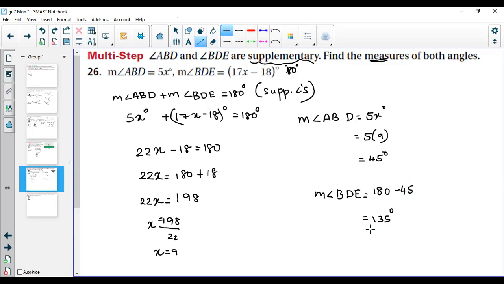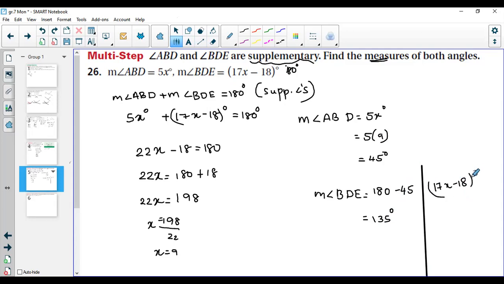Or if you are not sure of this method, you can simply substitute this 17x minus 18 degrees, which means 17 multiplied by 9 minus 18. So 17 multiplied by 9 is going to give you 153 minus 18, which is again going to give you 135 degrees. So whether you solve it like this or like this, you're going to get the same answer.